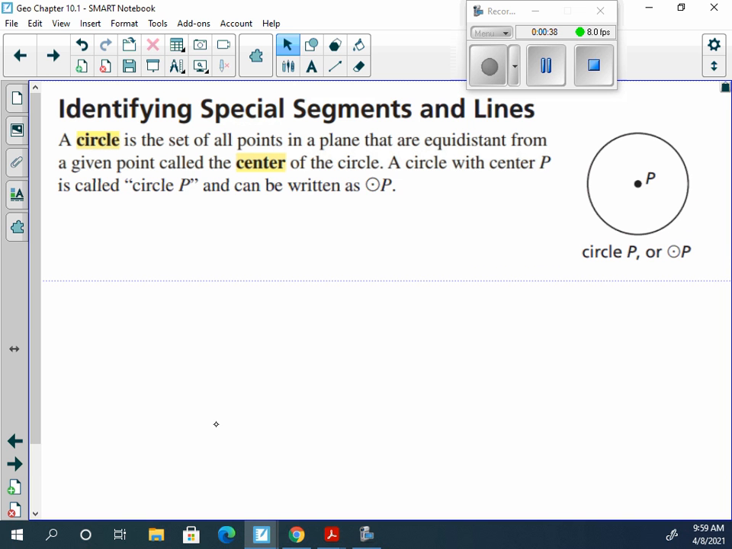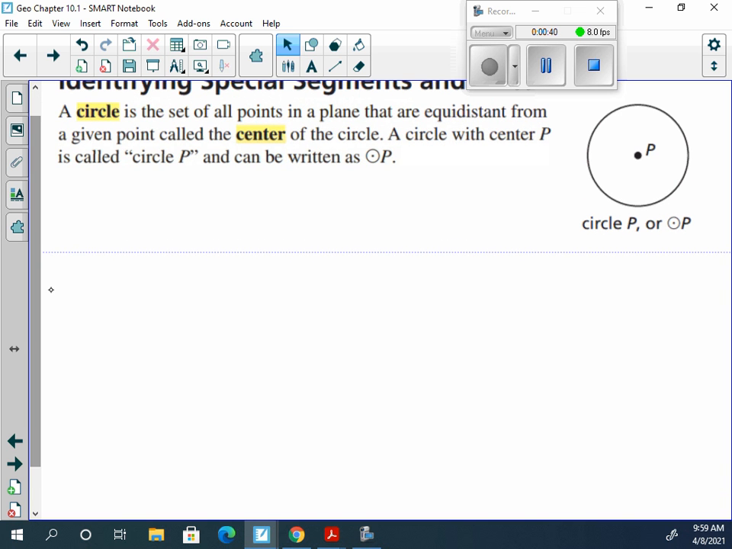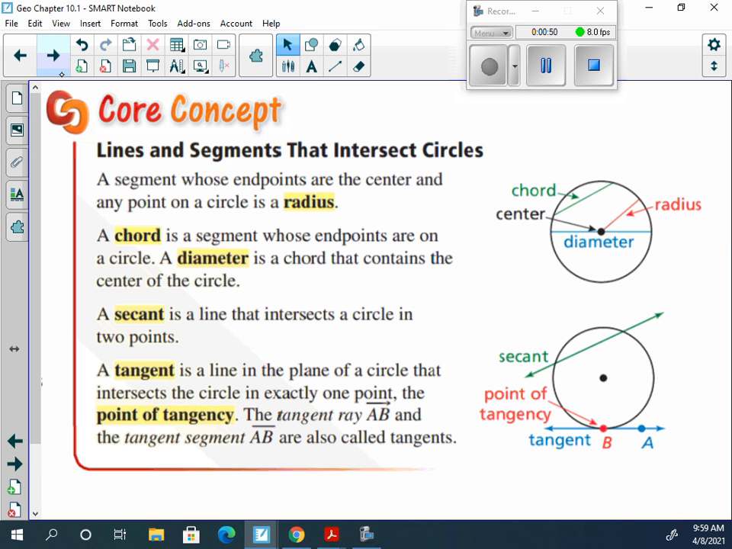Now, a circle is the set of all points in a plane that are equal distance from the center, which is the radius, because the distance from the center of the circle to a point on the circle is called the radius. Now, we do have some different parts of a circle. One of them is radius. We know what the radius is. It's the distance from the center of the circle to a point on the circle.